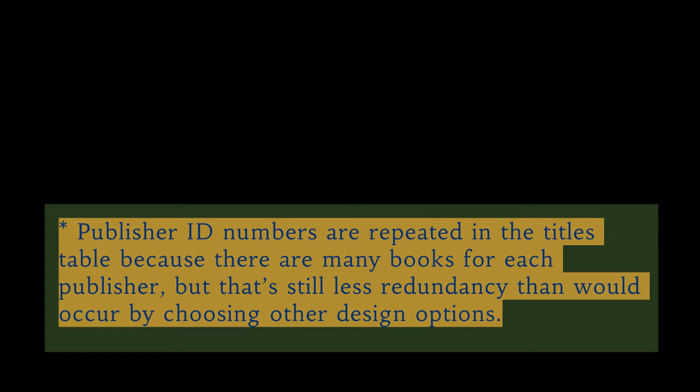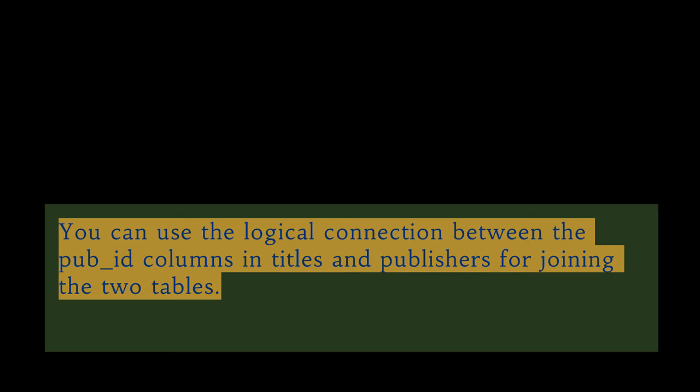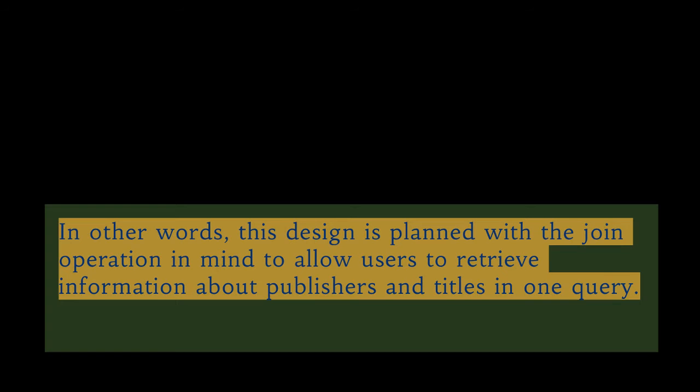Publisher ID numbers are repeated in the titles table because there are many books for each publisher, but that's still less redundancy than would occur by choosing other design options. You can use the logical connection between the pub_ID columns in titles and publishers for joining the 2 tables. In other words, this design is planned with the join operation in mind to allow users to retrieve information about publishers and titles in one query.